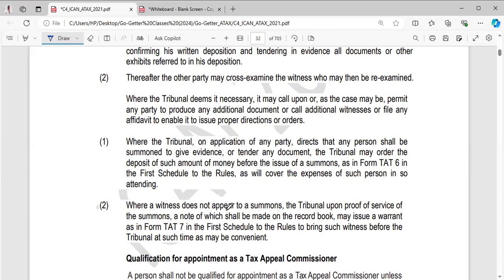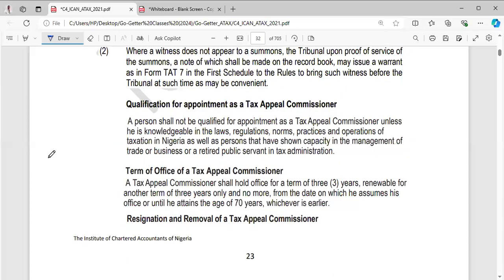Now, what are the qualifications for any of the 40 people who wants to be a tax appeal commissioner? What are the qualifications? A person shall not be qualified as a tax appeal commissioner unless he is knowledgeable in the laws, regulations, norms, practices, and operations of taxation in Nigeria. So that's one.